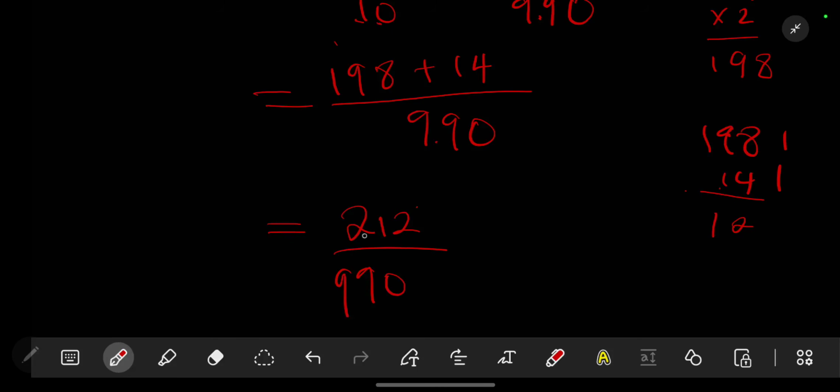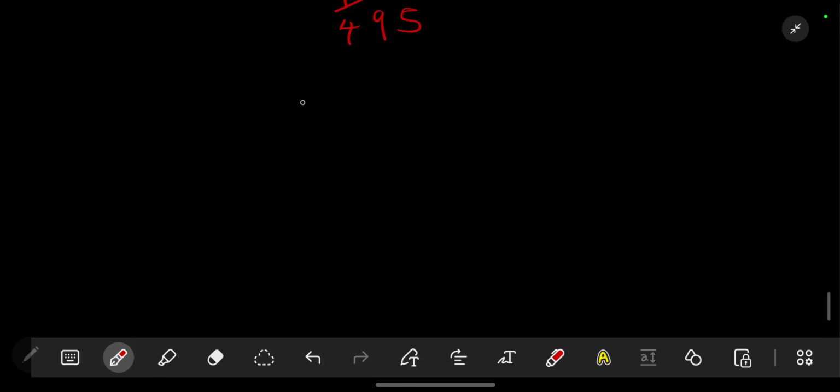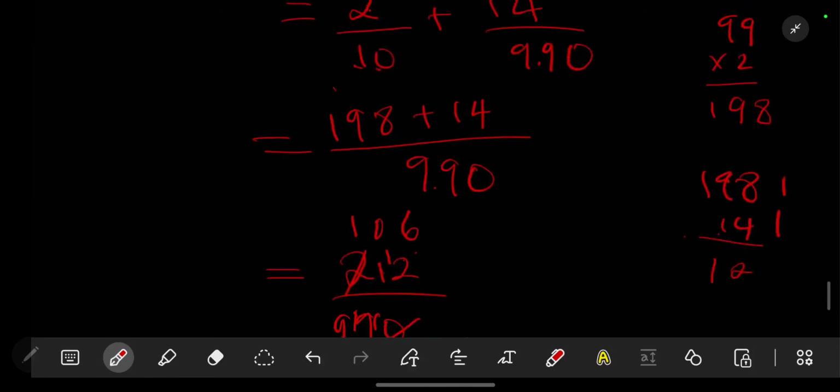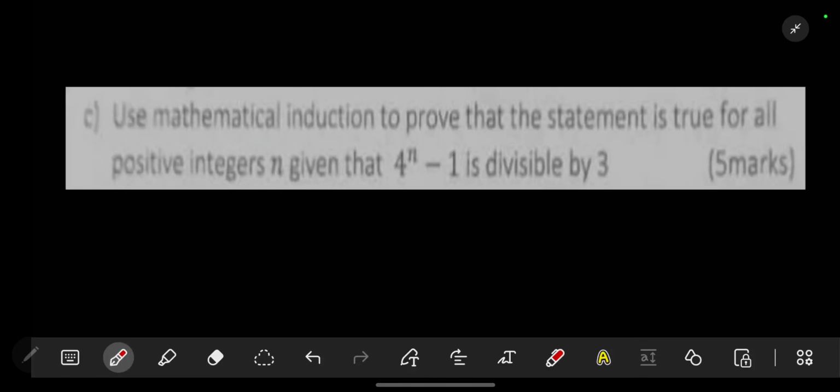990. So 2 can enter into both numbers. We have here it's 1. 2 divided by 1 is 0. 12 divided by 2 is 6. Here it will be 9 divided by 2 is 4, remainder 1. 19 divided by 2 is 9, remainder 1. 10 divided by 2 is 5. So we have our 106 over 495, like this. So this is our value of 0.214 using the geometric method. Let's move on to our next question.